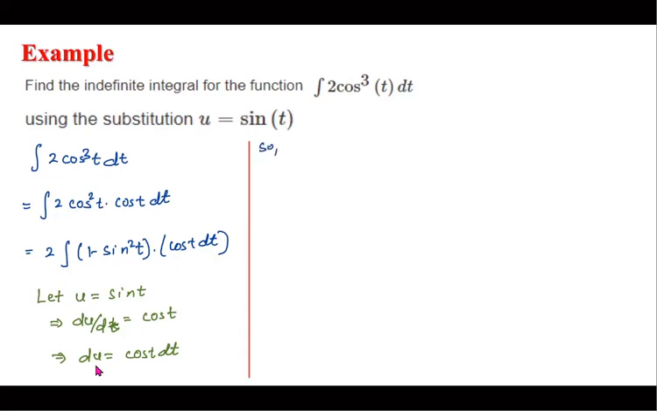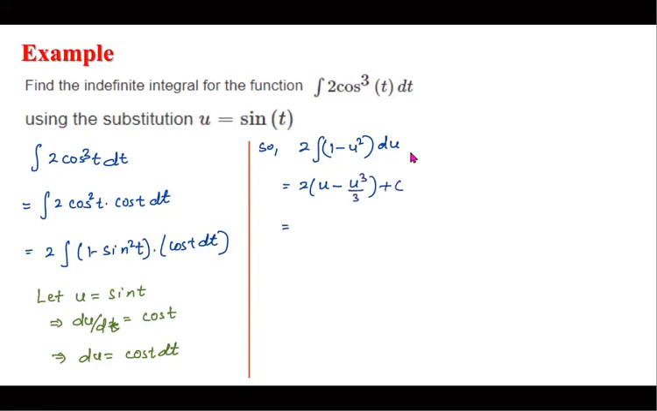So our integral becomes 2, which we can keep as it is. And then we have 1 minus t squared, so that becomes 1 minus u squared. And then we have cosine t dt, and cosine t dt is du. Now, if you simplify, we have 2 times the integration of 1 with respect to u, which is u, and then minus the integration of u squared with respect to u, which is u cubed over 3, plus c.